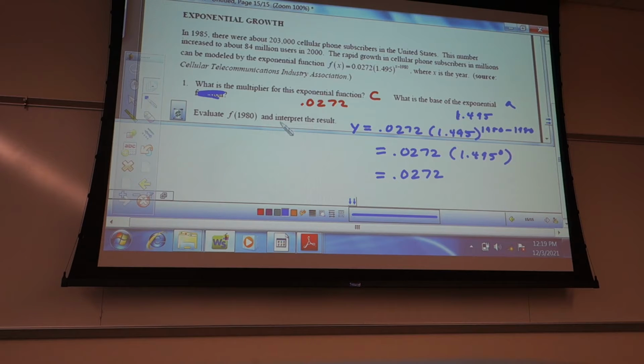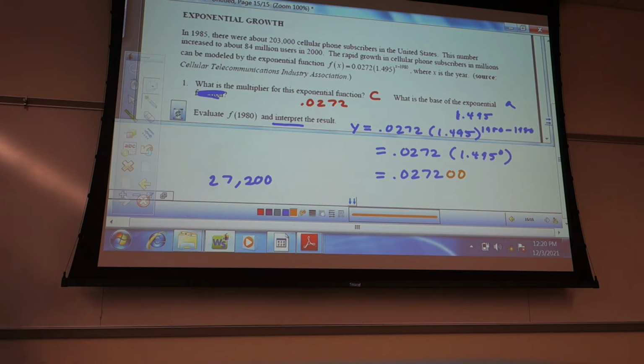So this becomes 0.0272. Now we need to interpret that. This is millions. 0.0272 million is the same thing as 27,200. So multiply this by millions, right? Moving the decimal place over, technically 6 times, right? So we'd get 27,200. So what does that mean?